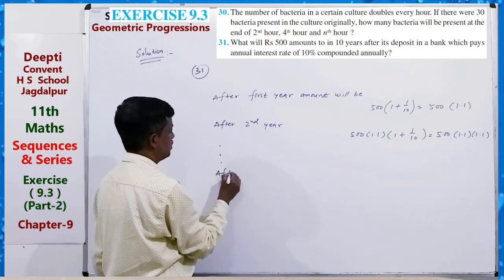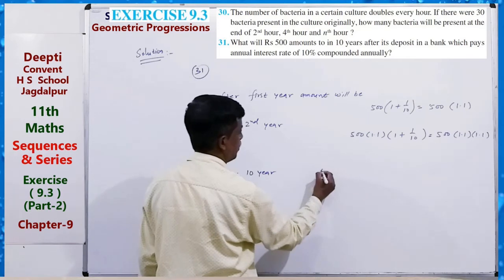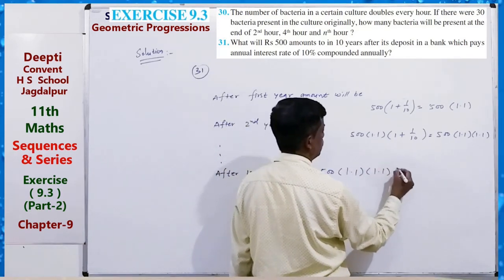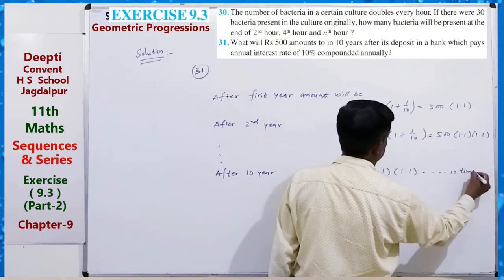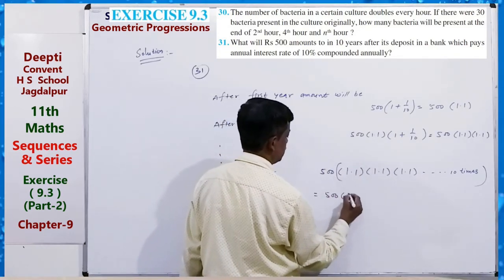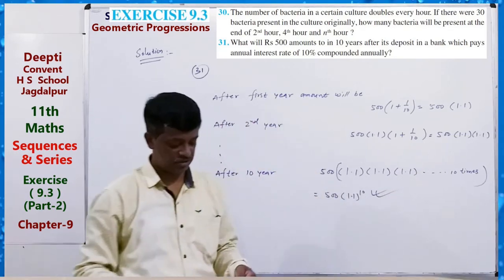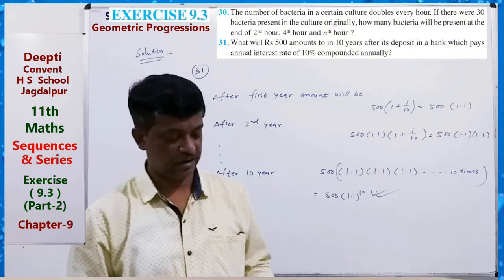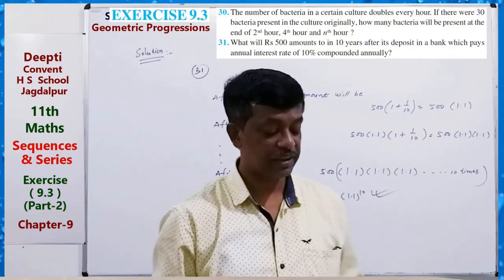After 10 years, so 500, 1.1, 1.1, 1.1 up to 10 times. That is 500 into 1.1 to the power 10. So this is the amount. Okay. 500, 1.1 power 10. Clear?